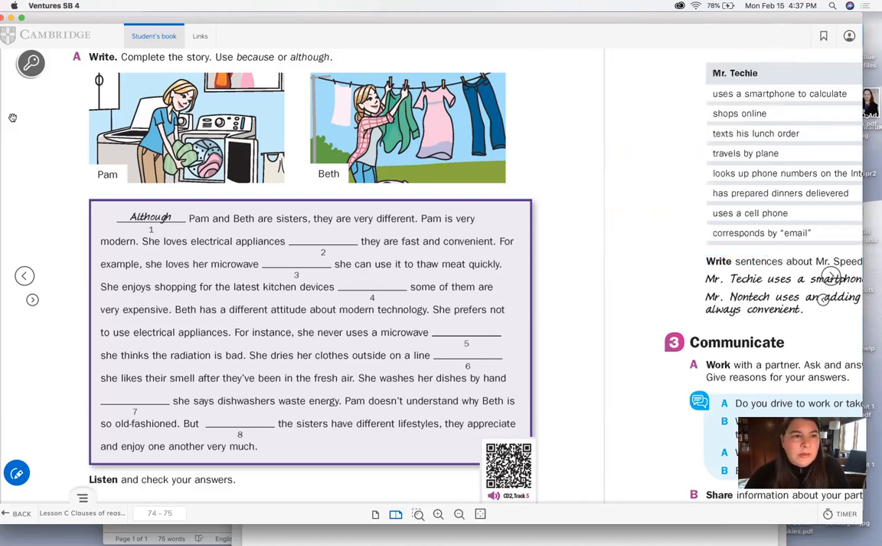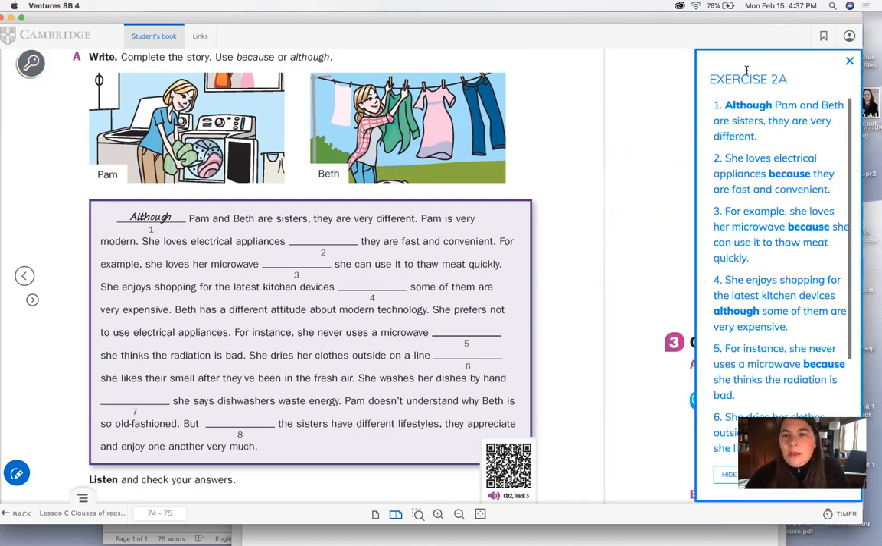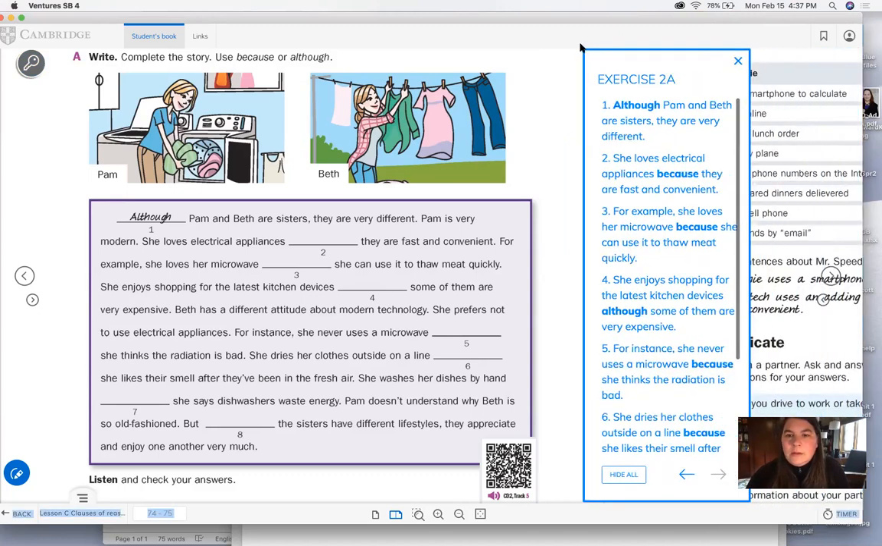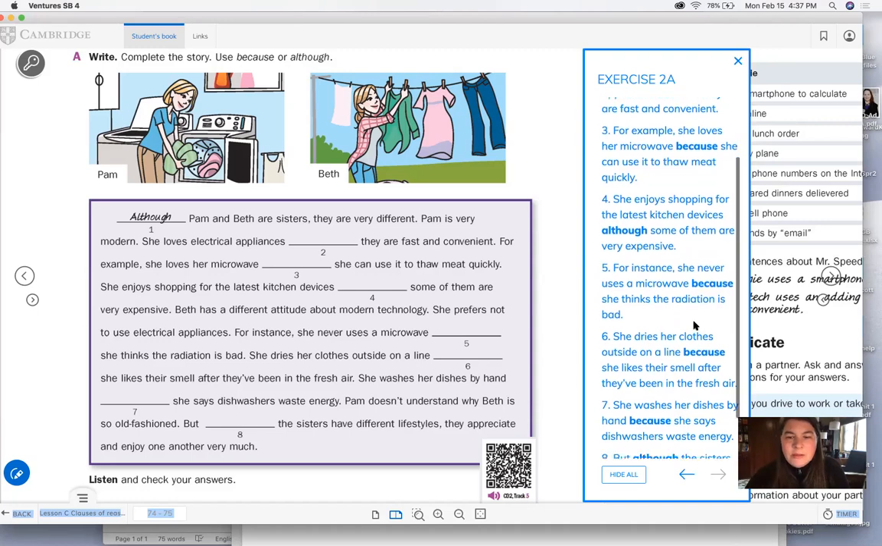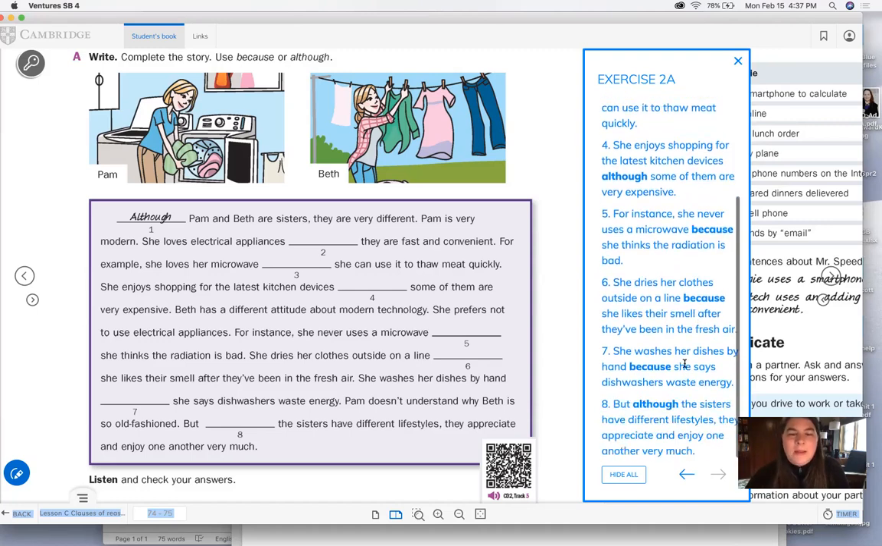Okay, if you need to, let me see. I'll show you the answers quickly. You can check them all right here. Okay, number 1 is although. Number 2, because. 3, because. Number 4 is although. Number 5, because. Number 6, because. Number 7, because. Number 8, although. Okay? If you need to, rewind and listen one more time.